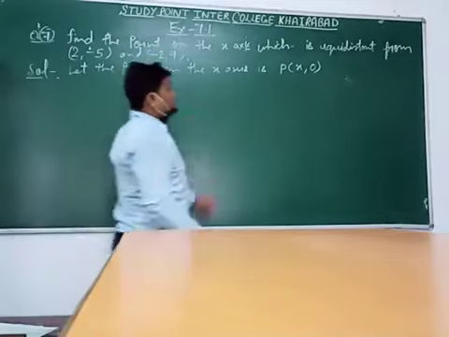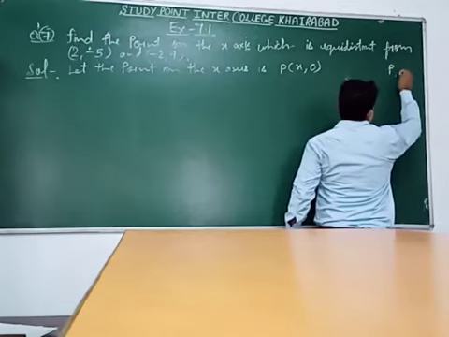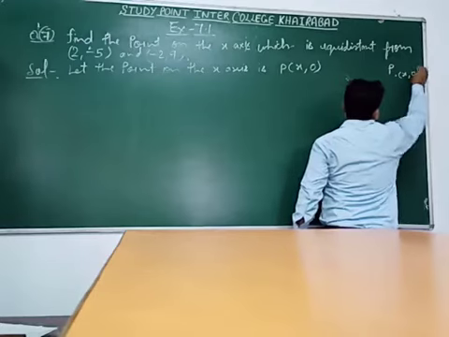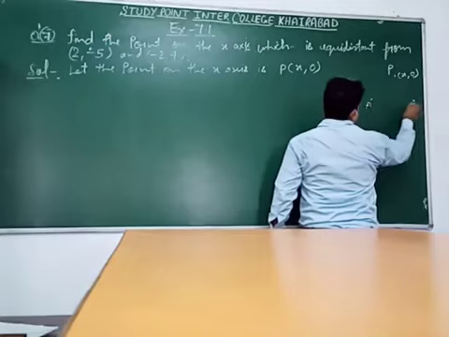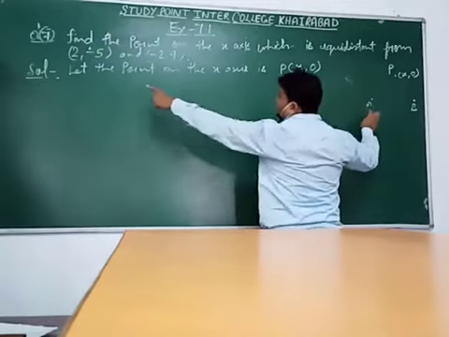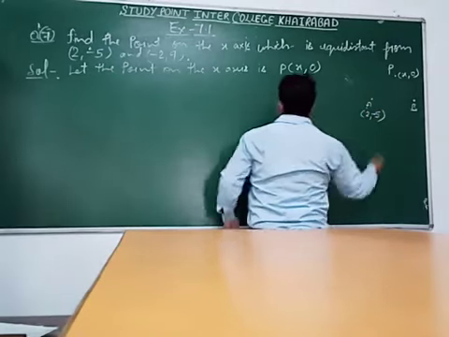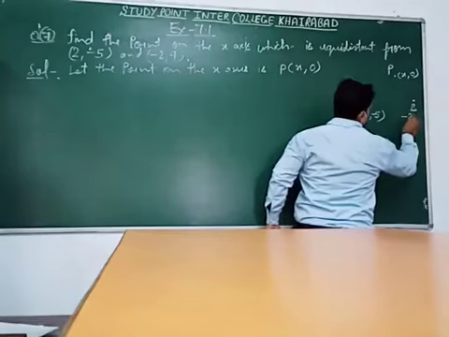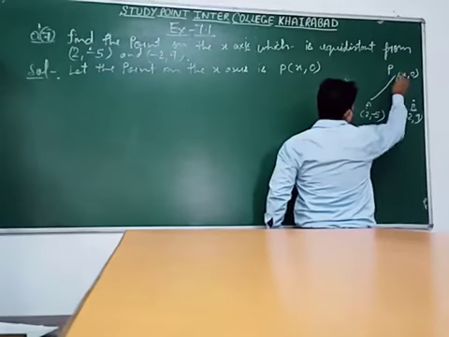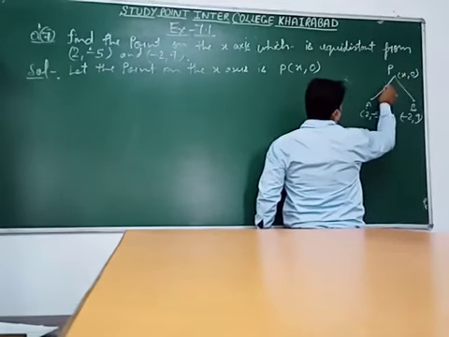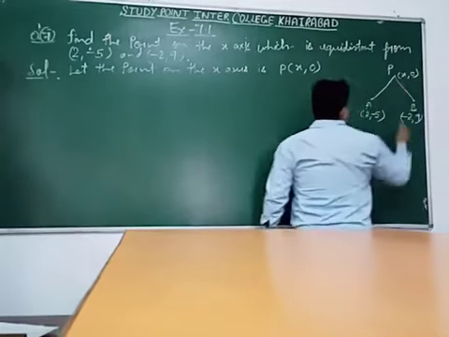Since the question says find the point on the x-axis which is equidistant from (2, -5) and (-2, 9), suppose P is (x, 0). It is equidistant from these two points. Mark them as A (2, -5) and B (-2, 9). This means the length PA and the length PB should be the same. So first you will find PA.